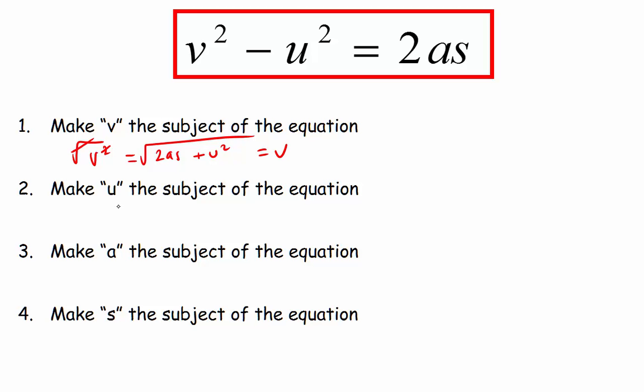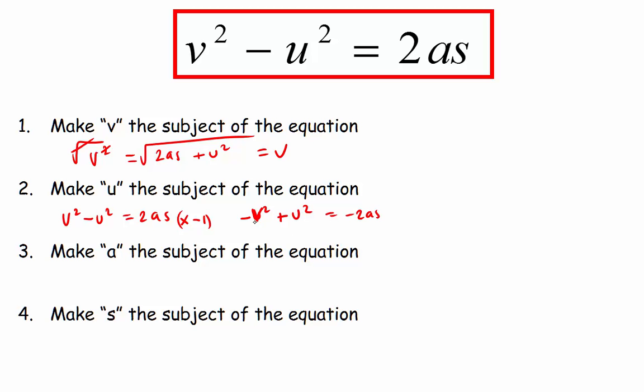Okay, make u the subject of the equation. So I'm going to do this a bit differently. So v squared minus u squared is what we're starting with, equals 2as. Now, because this minus sign makes things a bit awkward, there may be easier ways of doing this, but this is the way I always have done it. I'm going to multiply both sides of the equation by minus 1. Okay, so that would make minus v squared plus u squared equal to minus 2as.